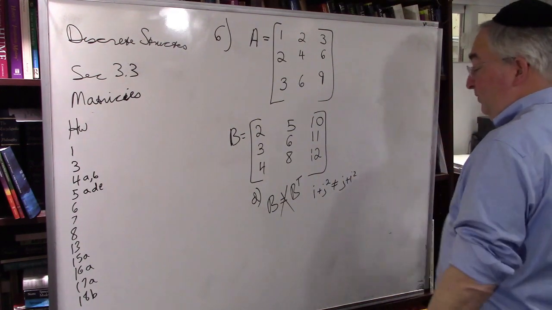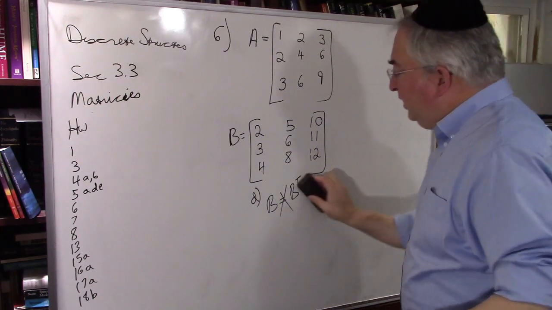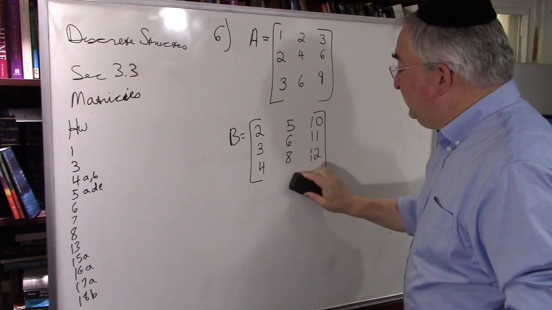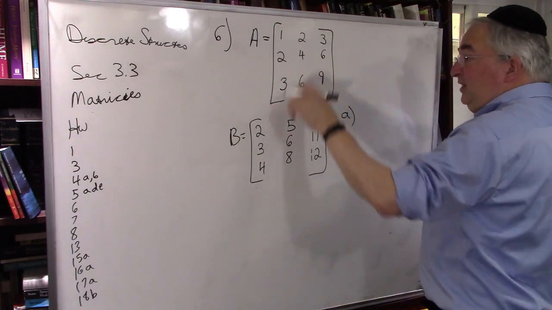It's just not true. Okay, so these are not true, so that takes care of C and D. Let's take care of A. Part A says add these two things.